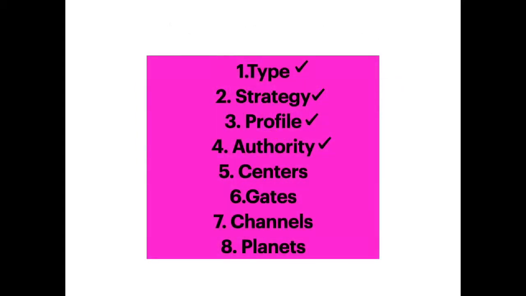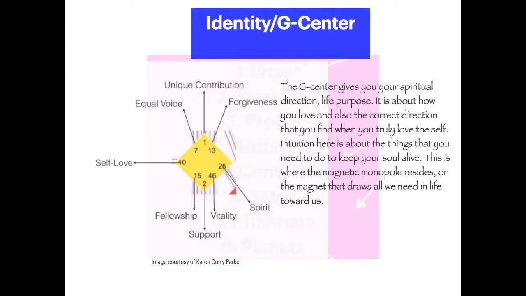So in part one, we did type, strategy, and all the profiles. In part two, we did authority, and we got the first three centers done: the head center, the ajna, and also the throat center, which took quite a bit of time. Now today we're going to continue on, and we're going to start with the identity center, also called the G center. So let's get right into it.